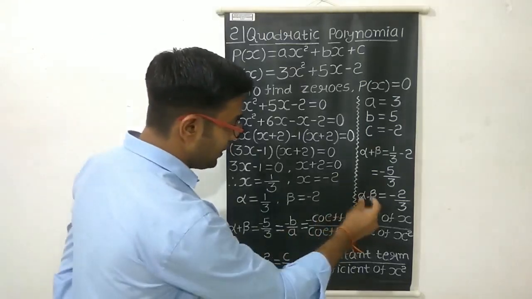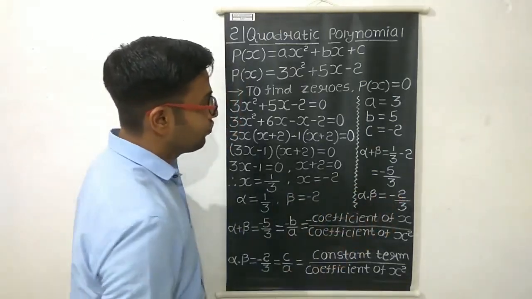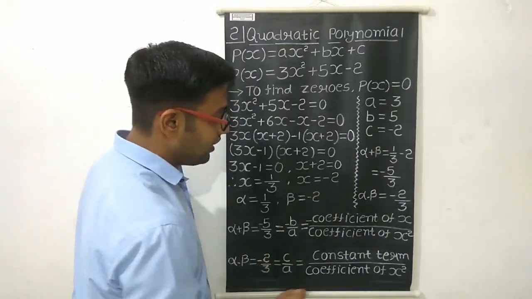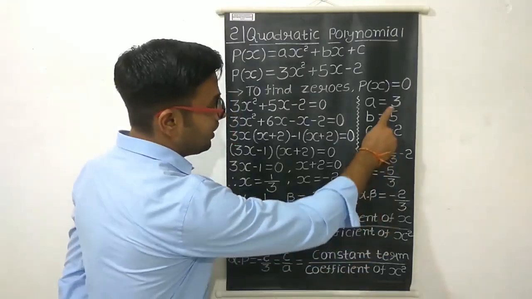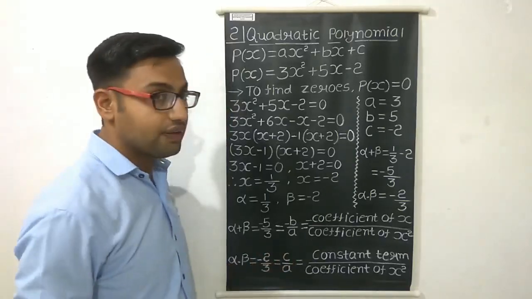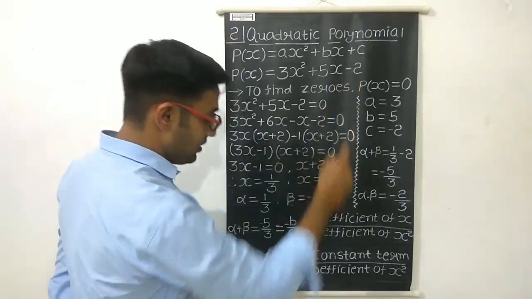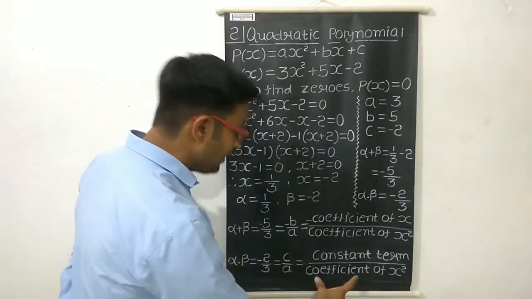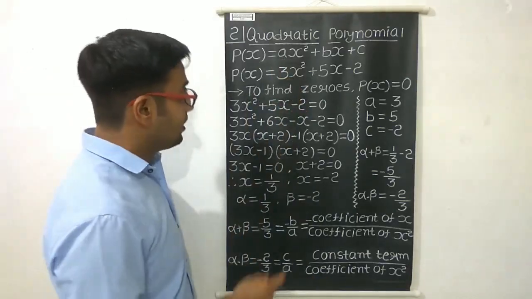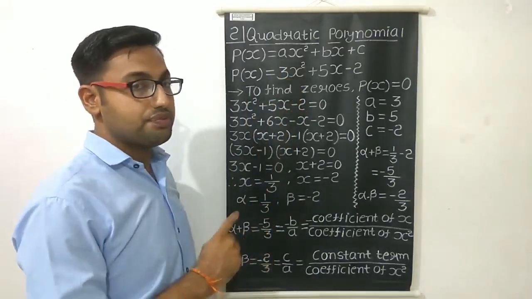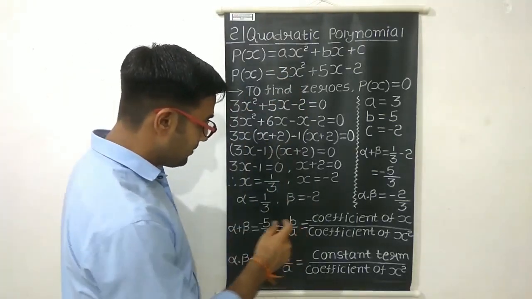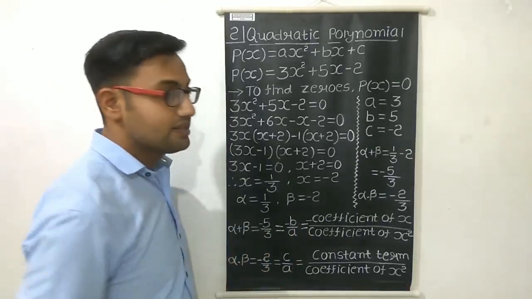What is the second relation? Alpha into beta. What is minus 2? It is C, so instead of minus 2 we can write C, and instead of 3 we can write A. So the second relation, alpha into beta, is C upon A. Here C is the constant term, and A is again the coefficient of x square. So this is the relation between the coefficients and the zeros for the quadratic polynomial: alpha plus beta is minus B upon A, and alpha into beta is C upon A.